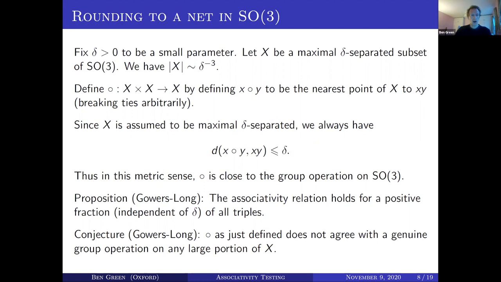So are there any more questions on this basic construction of rounding to a net? Okay.